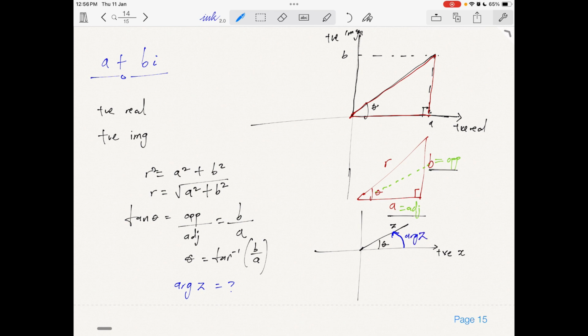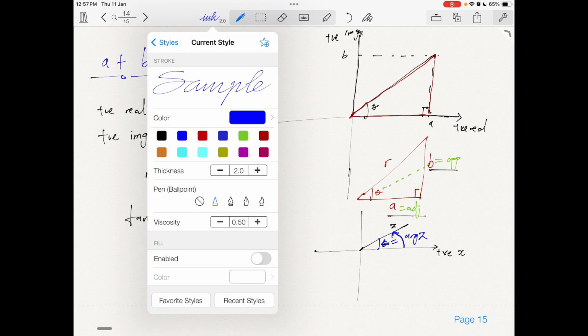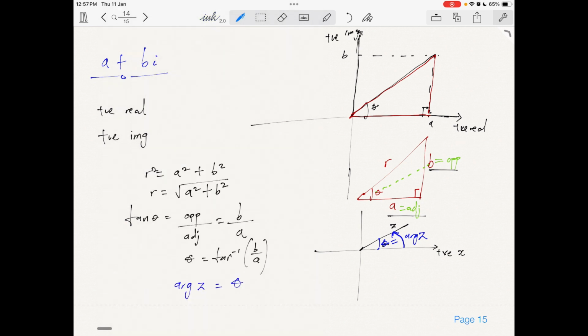Since theta is the argument of the complex number, in this case our argument Z is equal to theta, right? Because the angle here is equal to the angle here. Angle theta is equal to argument Z. Now, this is one. Let us now consider, what if it is in this quadrant?